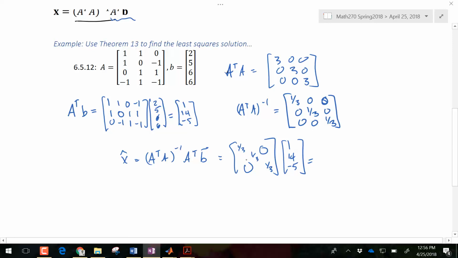So what is it? 1/3. So this is our solution, and we're done. So these are the x values. Remember that these are the x values that go in and produce the solution.